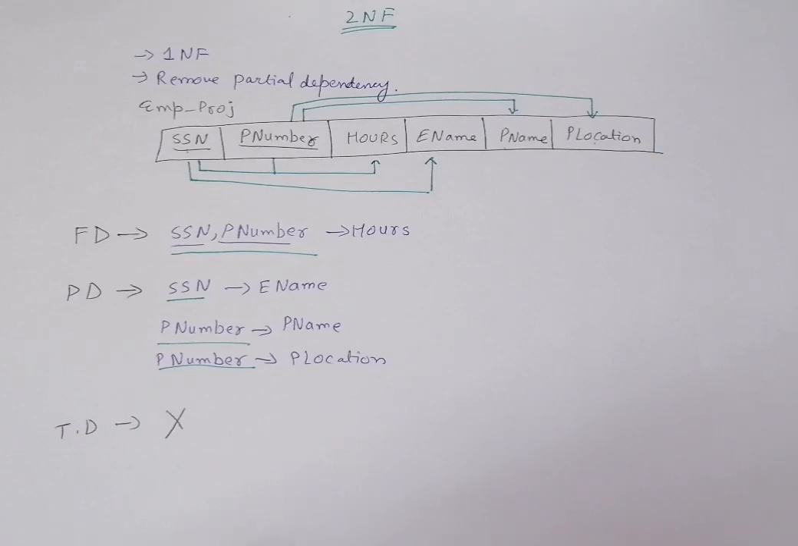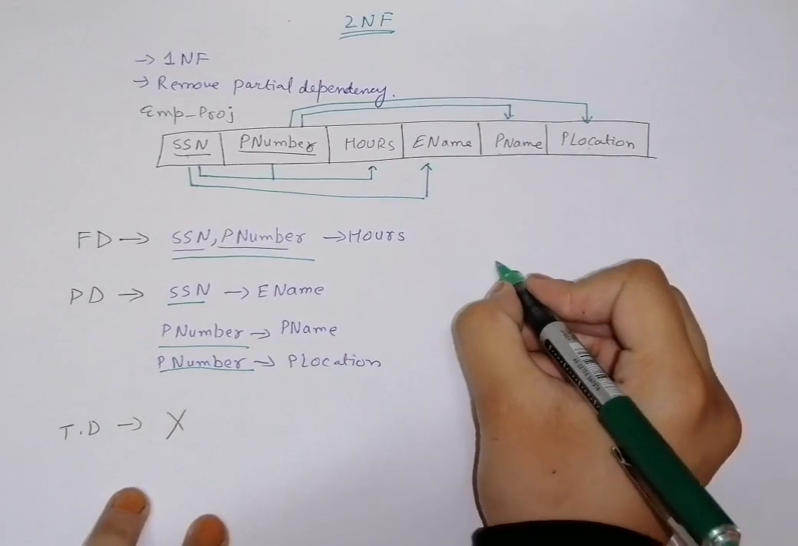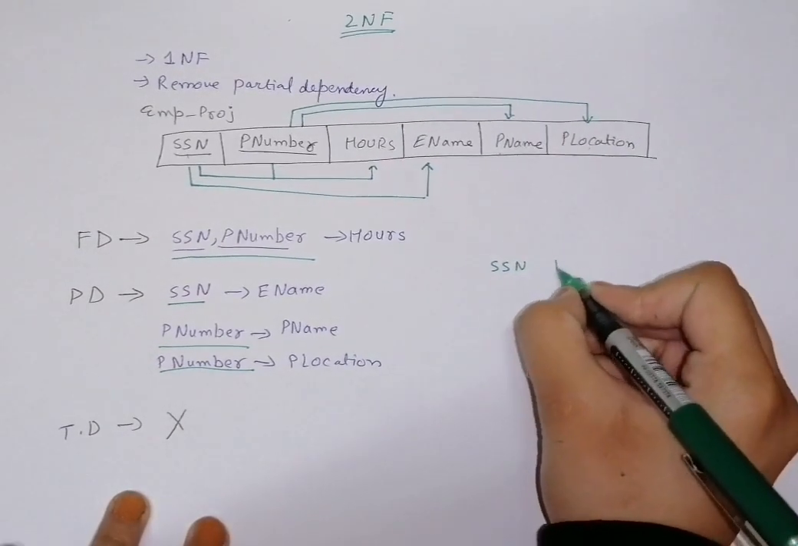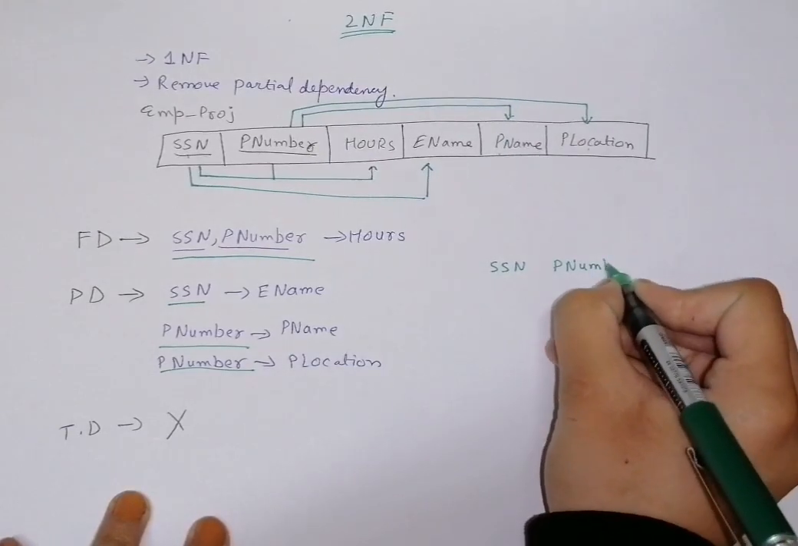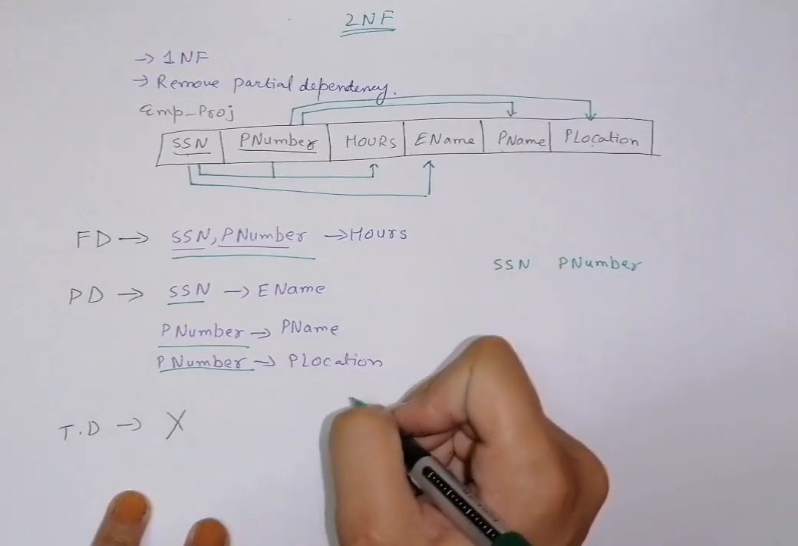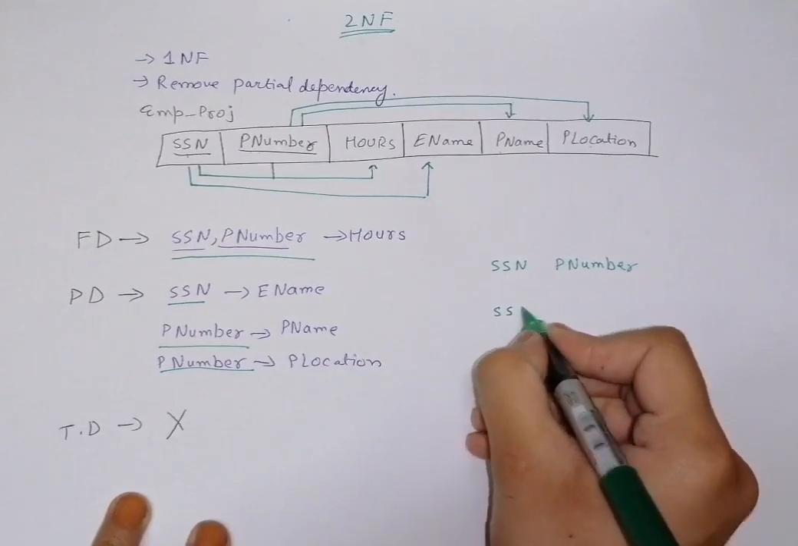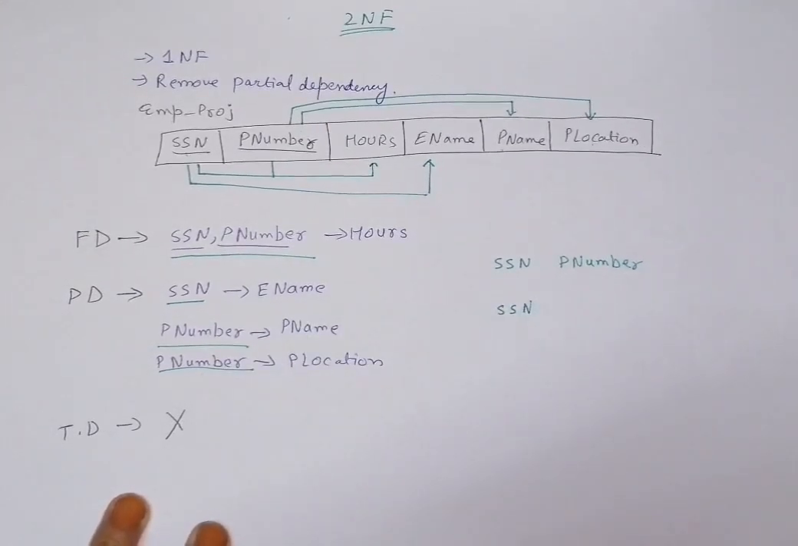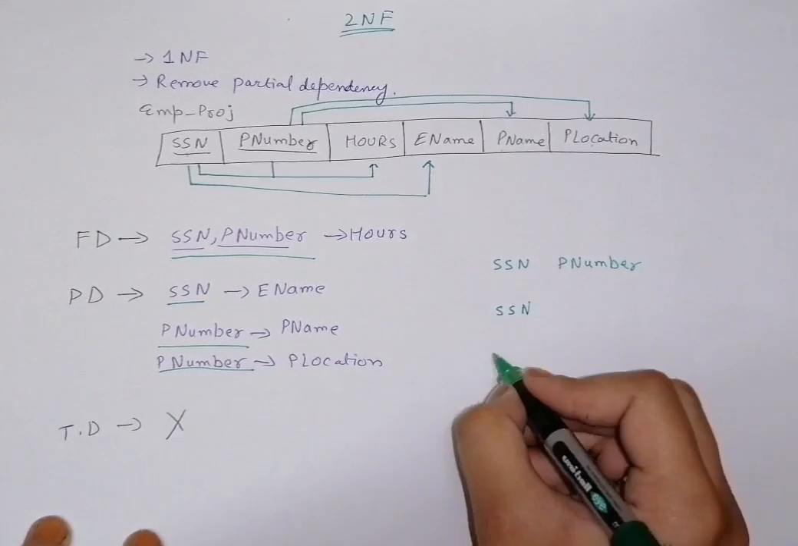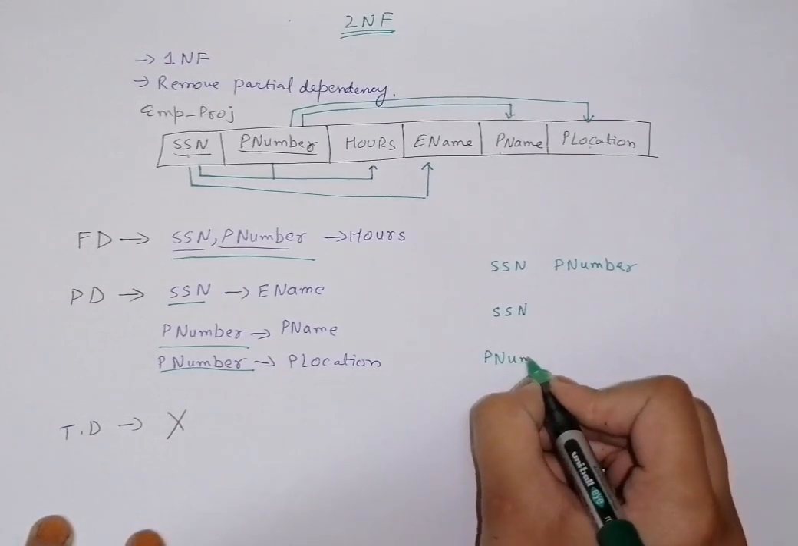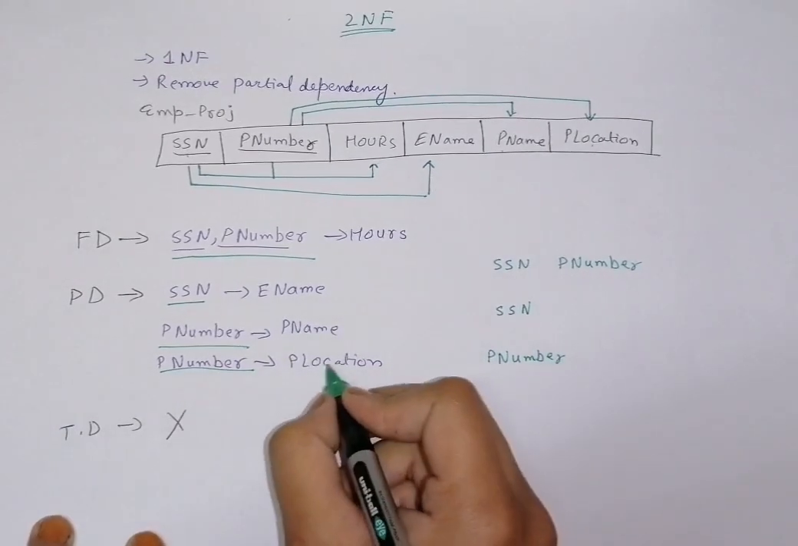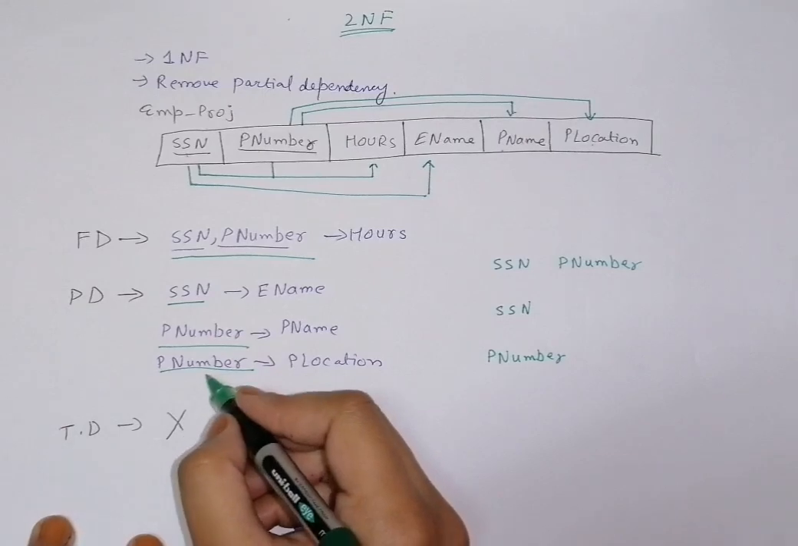What sets? Number 1 is, if I write it like this in front of these dependencies, one set is SSN and P number, on which one thing relies, which is hours. Second set is SSN, on which something relies. Third unique value or third set is P number, on which 2 different values rely. I don't repeat it twice.